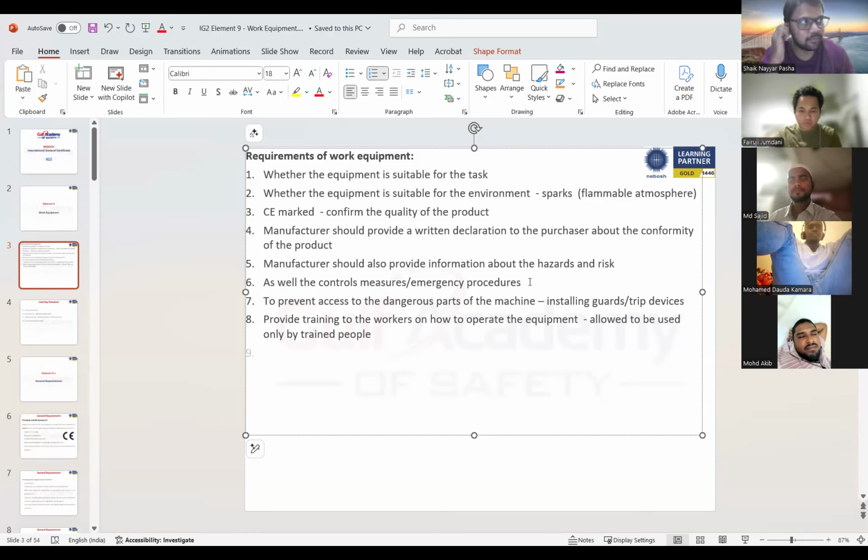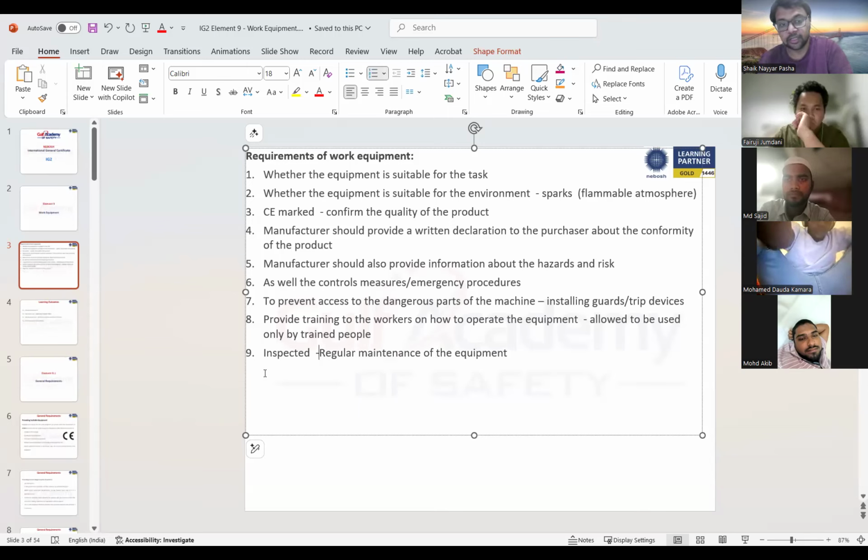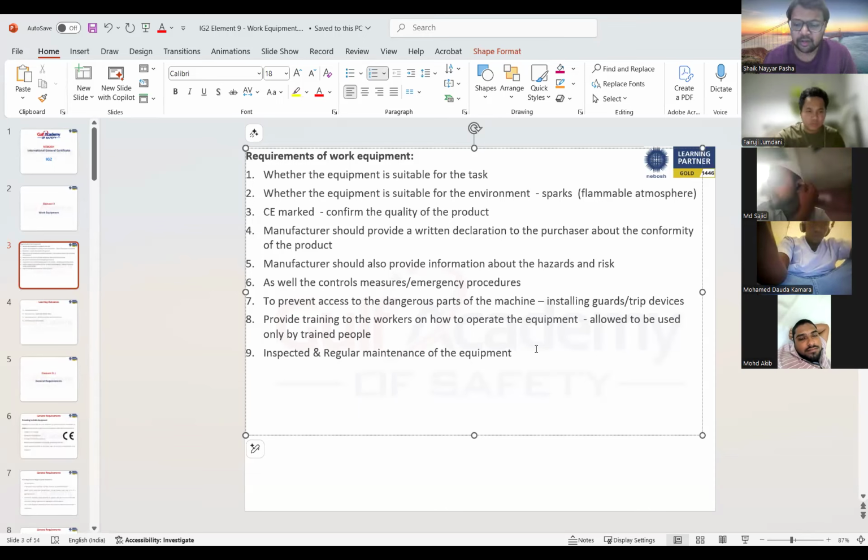And the equipment should be regularly inspected. Work equipment should be regularly inspected, with regular maintenance of the equipment as well. We already discussed the frequency of inspection in our element 4, so you can consider those factors: regular inspection and regular maintenance of the equipment, depending on the type of the work, how many hours this work equipment is being used, who is using it, in what environmental conditions, whether it is being abused or not.